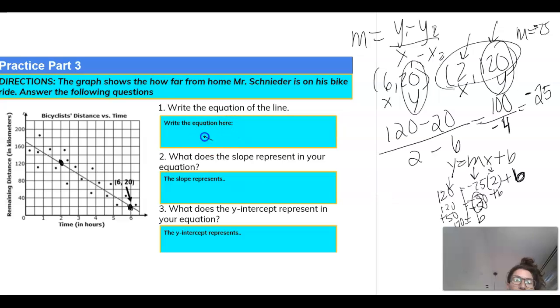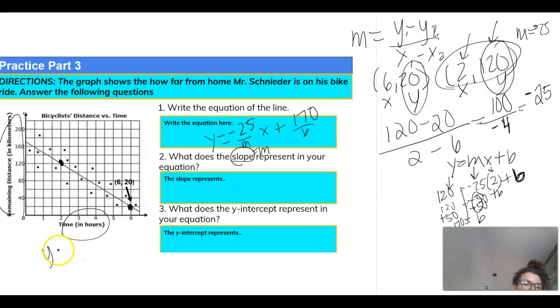So y equals blank x plus blank is the way I always teach it. We're plugging in for m, and plugging in for b. Our m was negative 25, and the b I found was 170. It's asking what does the slope represent? That's my m.